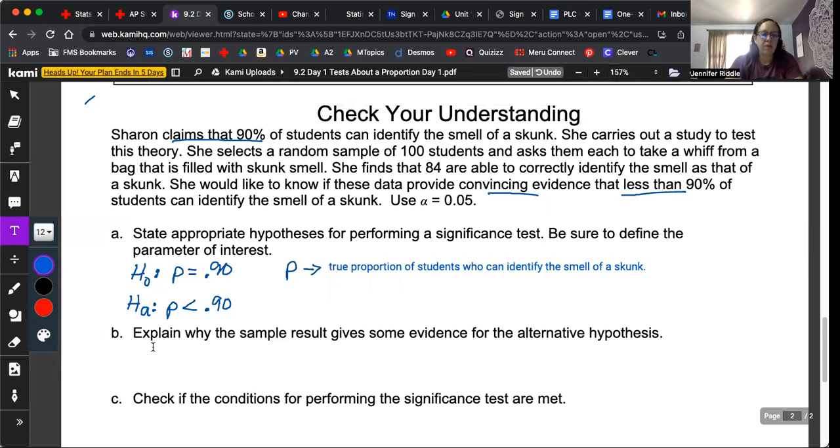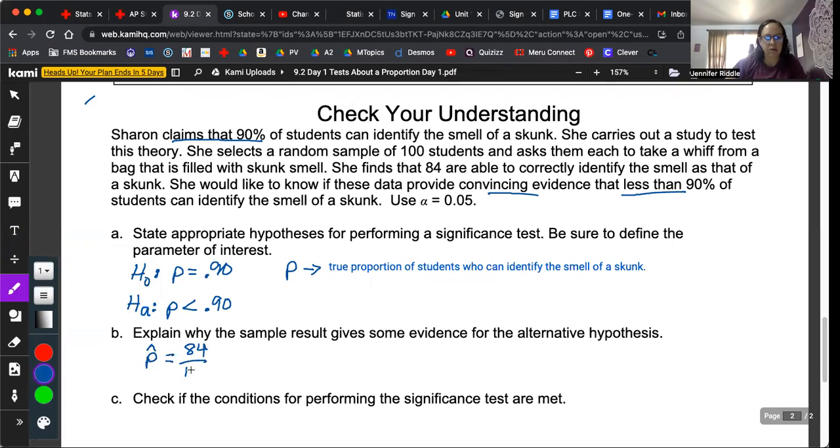All right, so part B says, explain why the sample results give some evidence for the alternate hypothesis. Well, our sample result was our P hat, and our sample said that 84 out of 100 people could identify, so 0.84, which is less than our claim. So that's some evidence. Our sample resulted in less.